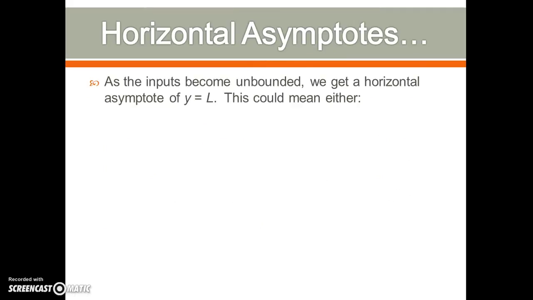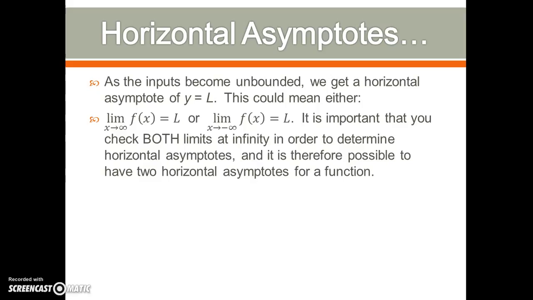Horizontal asymptotes. As the inputs become unbounded in either direction, as x goes to infinity or negative infinity, we get a horizontal asymptote of y is equal to L. So this could mean either the limit as x goes to infinity of f of x is equal to L, or the limit as x goes to negative infinity of f of x is equal to L. It is important that you check both limits at infinity in order to determine horizontal asymptotes. You could have two different horizontal asymptotes depending on which direction you go.